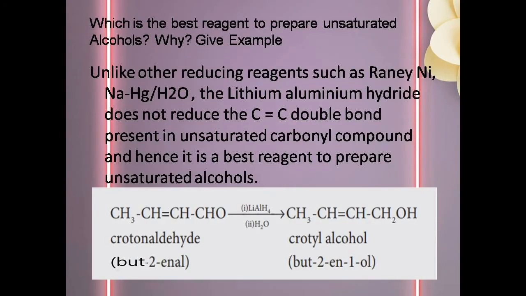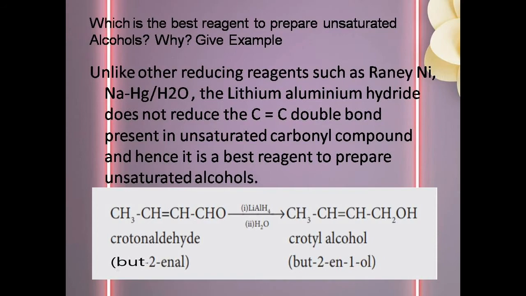Next, we are going to see the preparation of unsaturated alcohol. Here, so many reducing agents are there, but which one is the best reducing agent for preparation of unsaturated alcohol? Raney nickel, sodium mercury and water, these all reduce the carbon-carbon double bond also. But lithium aluminum hydride alone does not reduce the double bond, so we can use lithium aluminum hydride for the preparation of unsaturated alcohol.